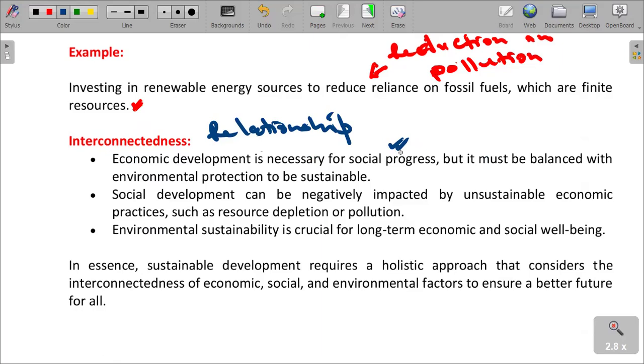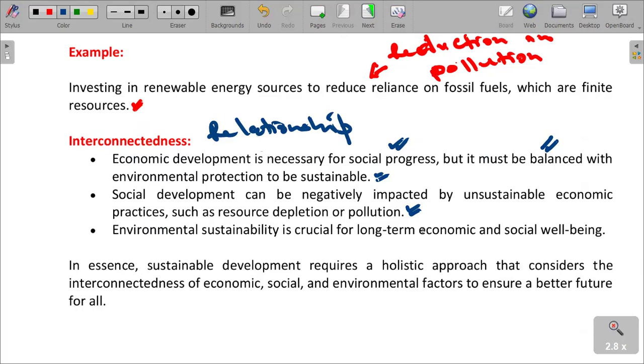But it must be balanced with environmental protection to be sustainable. We are saying we cannot ignore that. That is the interconnectedness and the relationship between social and economic development, which we cannot bypass while forgetting environmental protection. Social development can be negatively impacted by unsustainable economic practices, such as resource depletion and pollution.